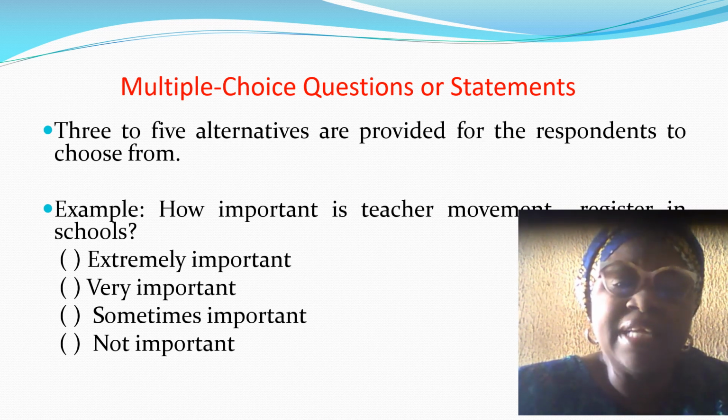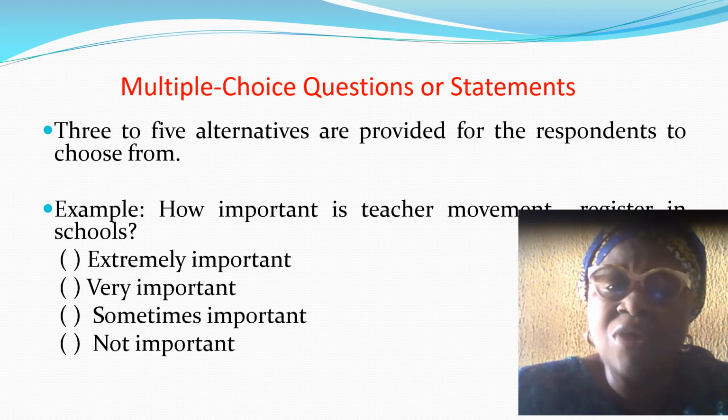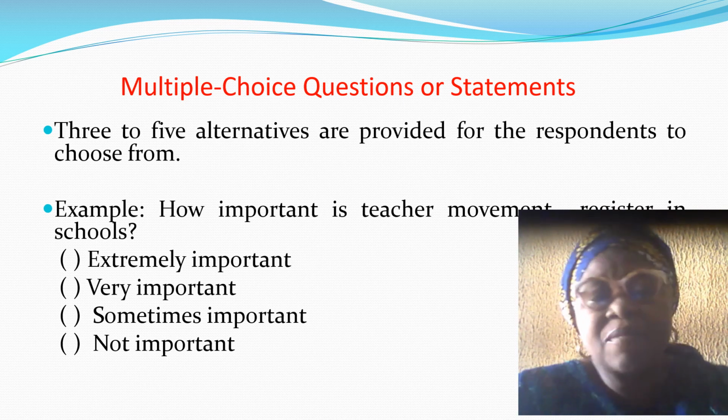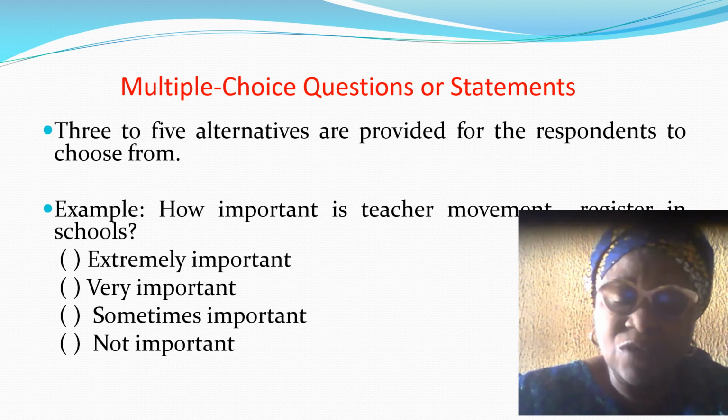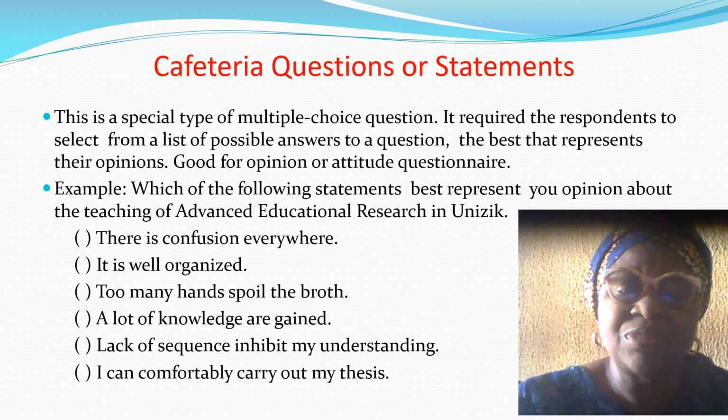This will have 3 or 5 alternatives or options, and the respondent will choose from. Example: how important is teacher movement register in schools? We have alternatives: extremely important, very important, sometimes important, not important, is a multiple choice question.